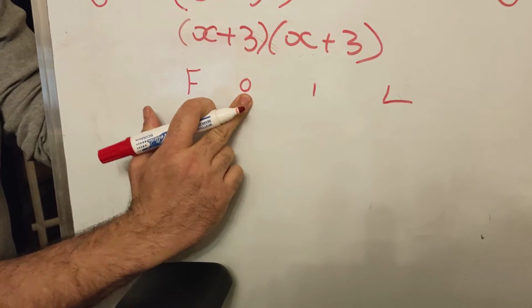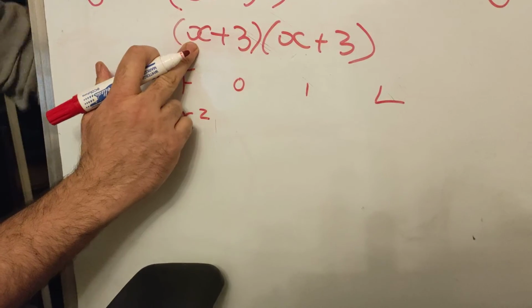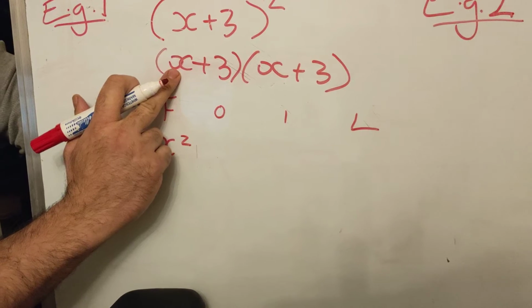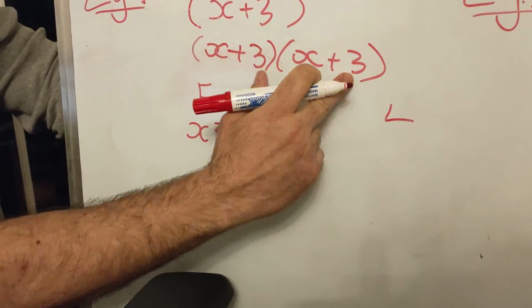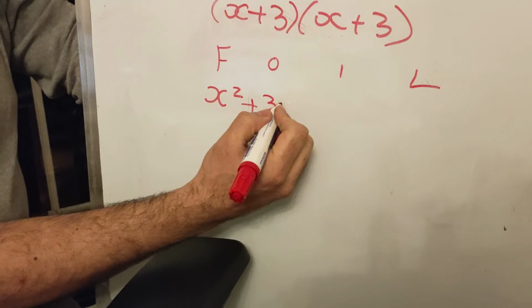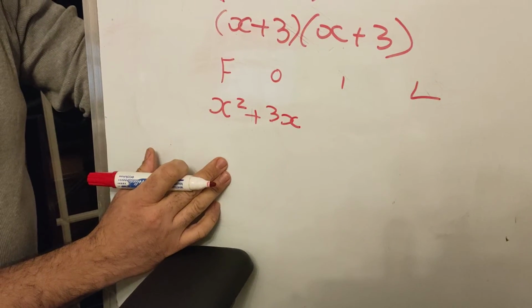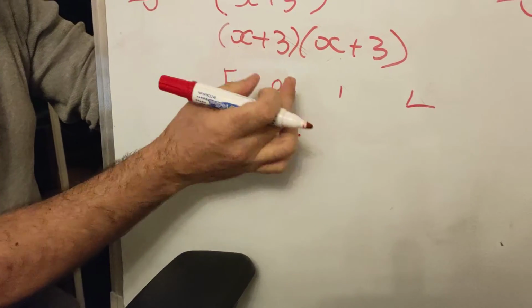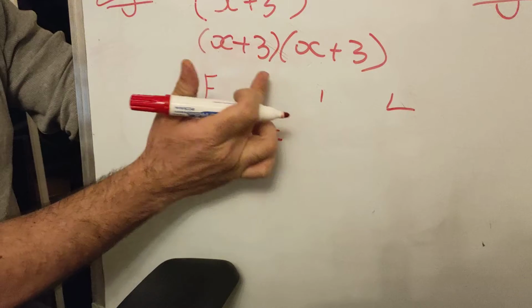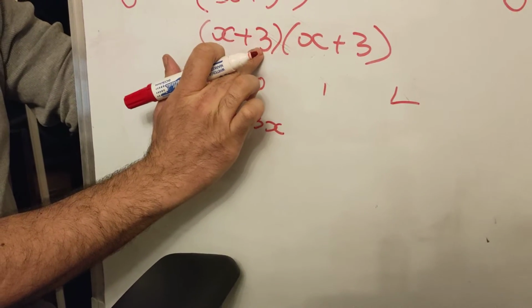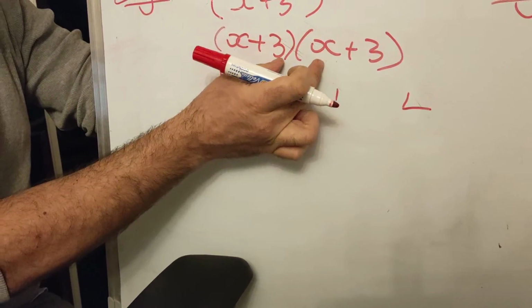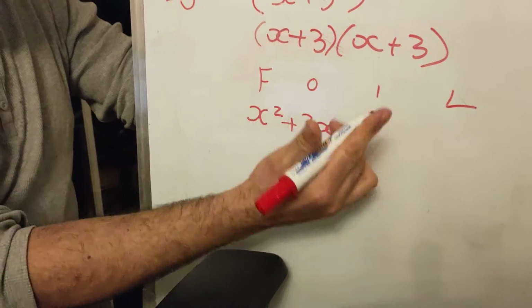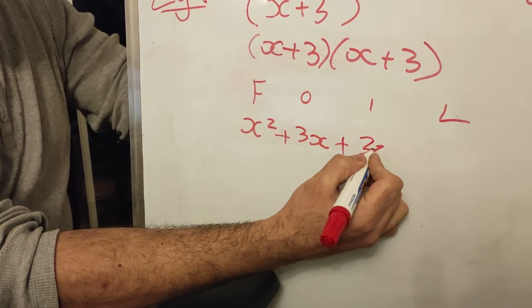O is outer, so we begin with the x, and this time we're going to multiply it with the other outer term. So we've got positive x times positive 3, so that's given us 3x. Now we've finished multiplying with x, we now move on to the 3, and the I stands for inner. So that's telling us to multiply this term by x, because those are the inner terms. Positive 3 times positive x is 3x.